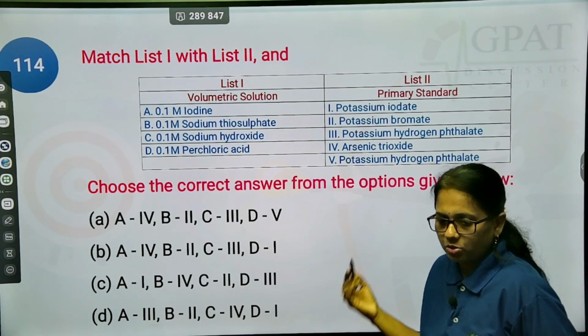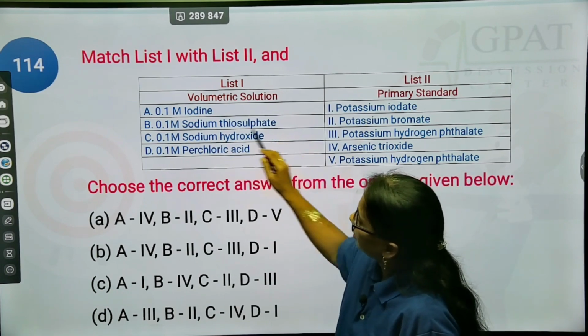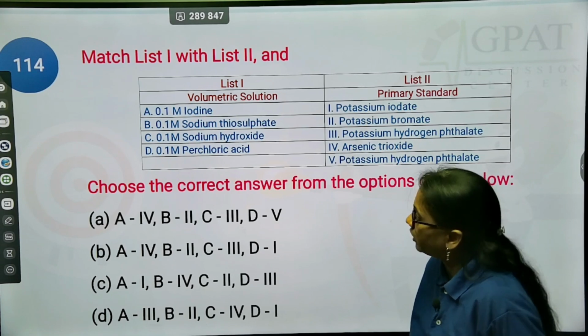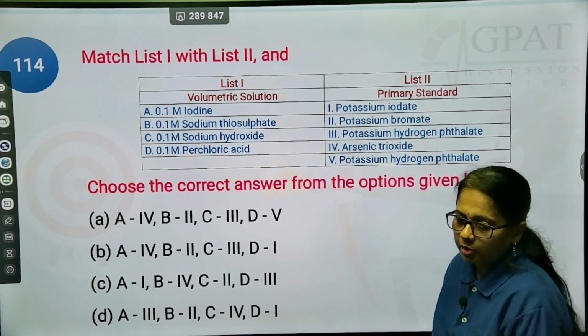Yeah, exactly, by using the arsenic trioxide we can standardize the iodine solution, and sodium thiosulfate we can standardize by using the potassium bromate, sodium hydroxide and perchloric acid definitely by using the potassium hydrogen phthalate.